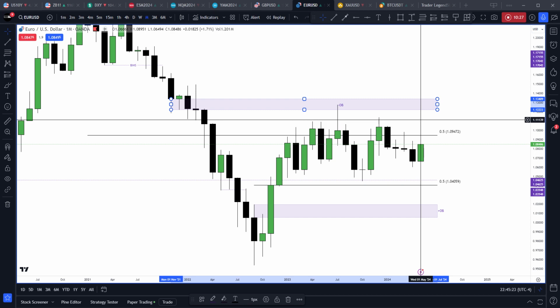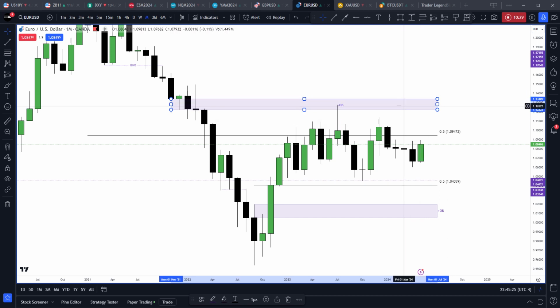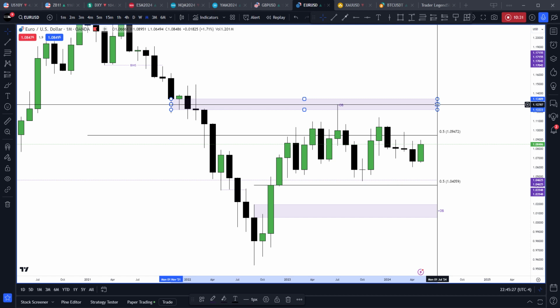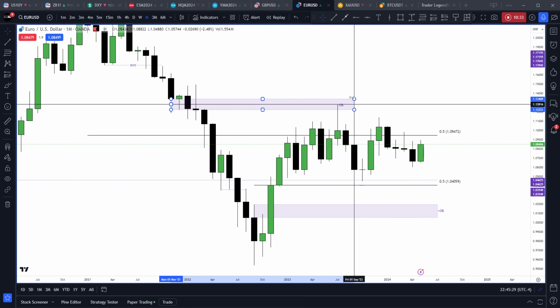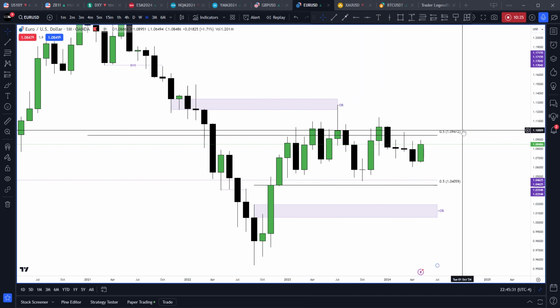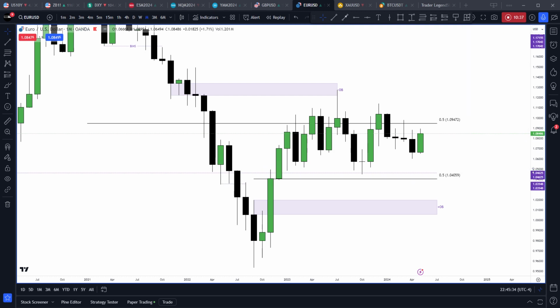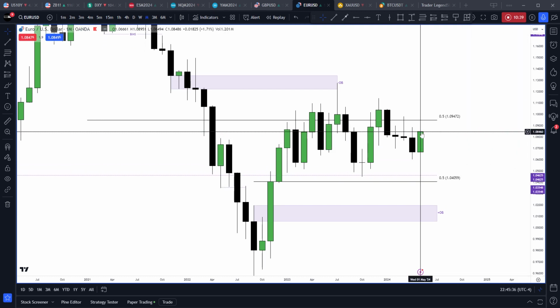1.13 to 1.12, I'll just round up the numbers there, is another point of interest if we do get a gigantic move to the upside. So we closed 90% within the prior monthly candle.